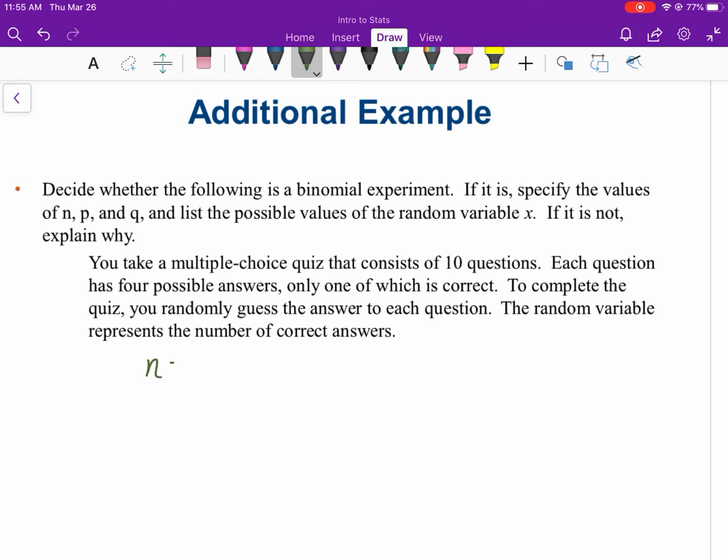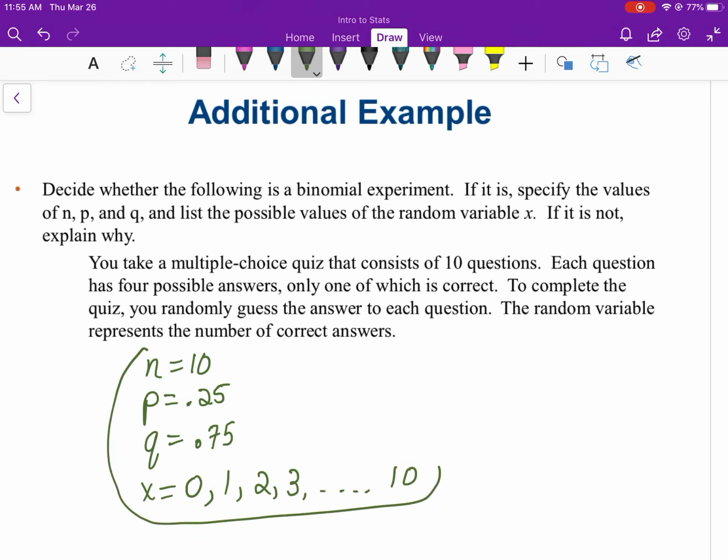So our N will be 10. Our P is going to be 0.25. Our Q is going to be 0.75. And our X, you might not get any right. 1, 2, 3, all the way up to 10 questions correct. So this is a binomial experiment. All criteria are met.